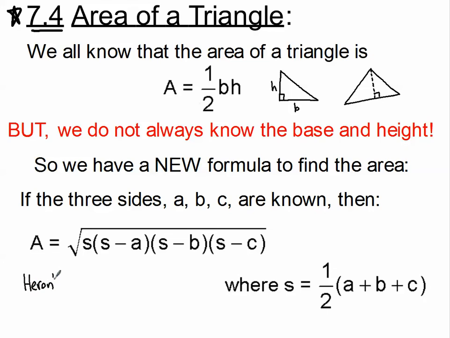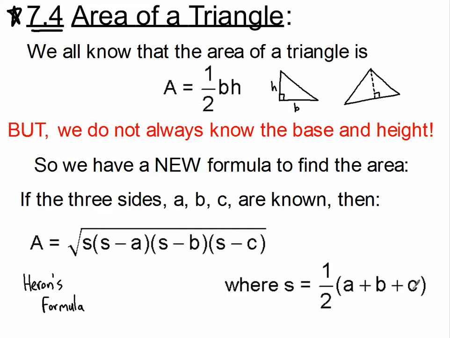I know his name looks like it's spelled Heron or pronounced Heron, but his name is pronounced Hero. Hero's formula is the square root of s times s minus a times s minus b times s minus c, where a, b, and c are the sides of your triangle, and s is 1/2 of the sum of these three sides.